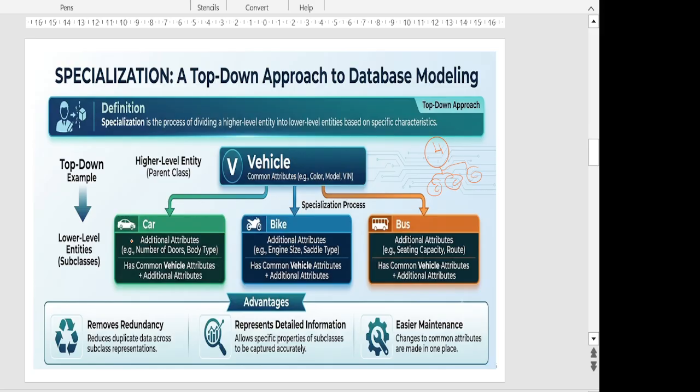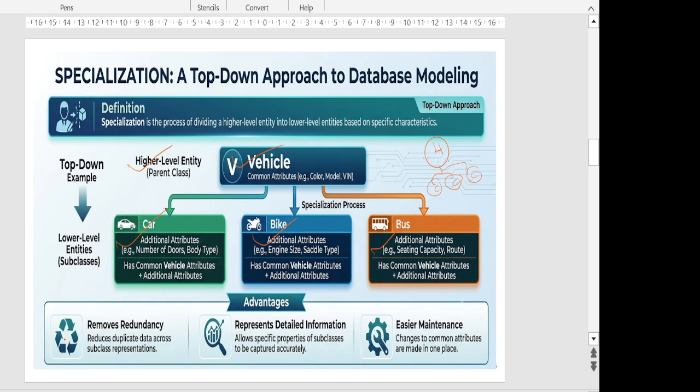You can see an example here. The high level entity is a vehicle, right? The low level entities are car, bike, bus. So you are dividing the vehicle into lower level entities. This is called specialization.